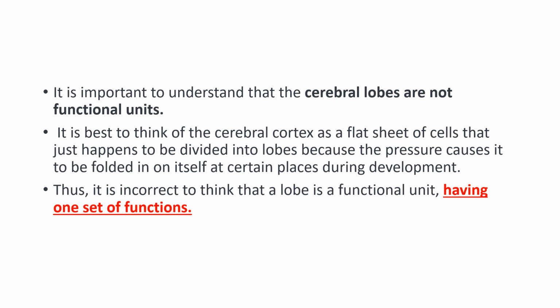It is important to understand that cerebral lobes are not functional units. It is not like each lobe has a specific function to carry out and is independent of other lobes. No, it is better to think of the cerebral cortex as a flat sheet of cells that just happens to be divided into lobes because pressure causes it to be folded on itself at certain places during development. So the functions of the lobes are not independent of each other. They are not a functional unit having one set of functions.